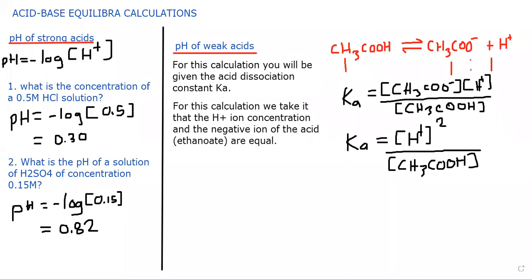All right, so to transpose it, we're going to cross multiply. If we do that, we are going to get H plus squared is equal to Ka times the concentration of the acid.